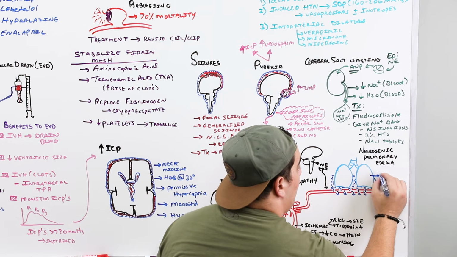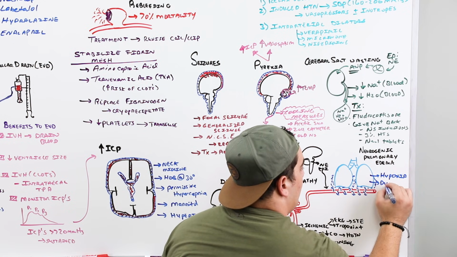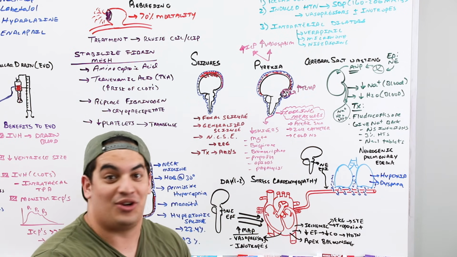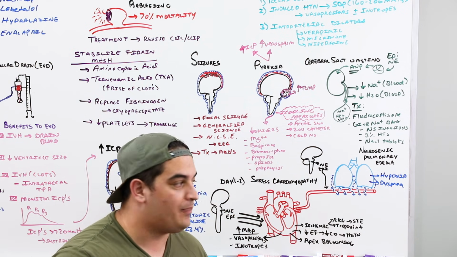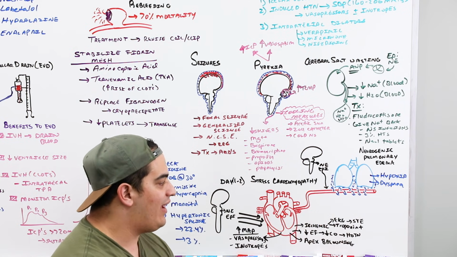So what can they have? Hypoxia and dyspnea. And then if you look at their chest x-ray, it's going to look all pulmonary edema-like. So that could be one reason, because of the catecholamine surge causing the leaky capillaries.